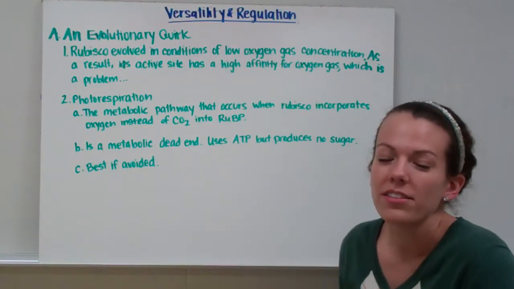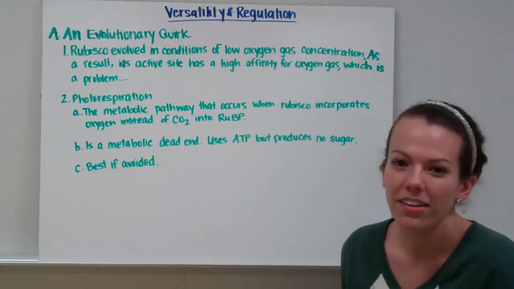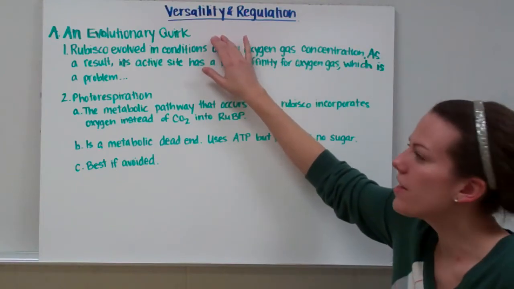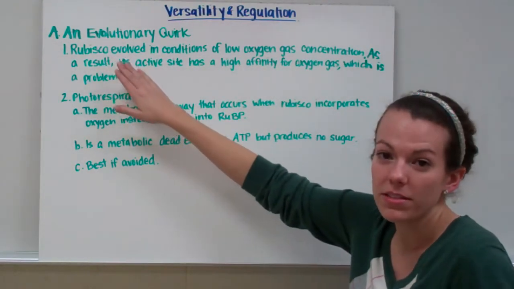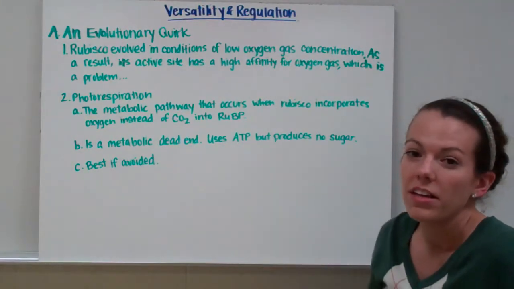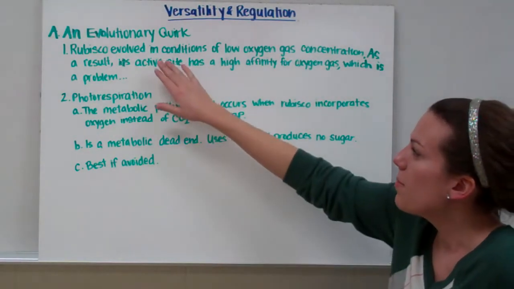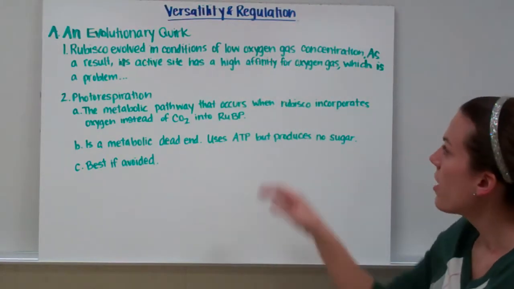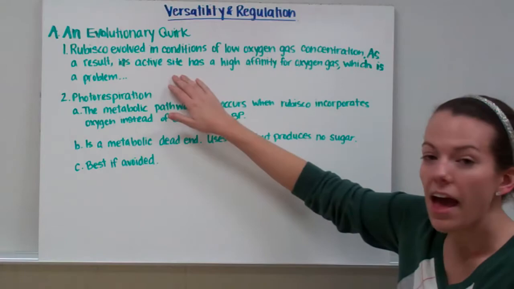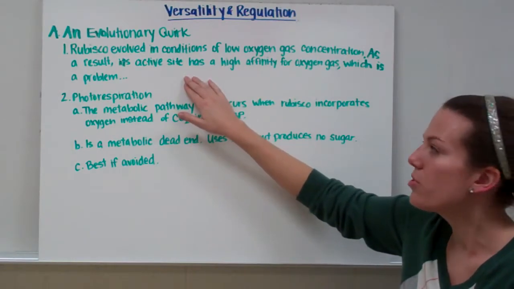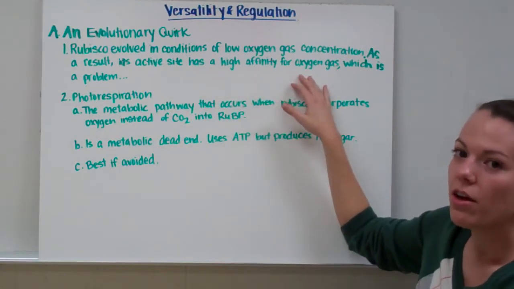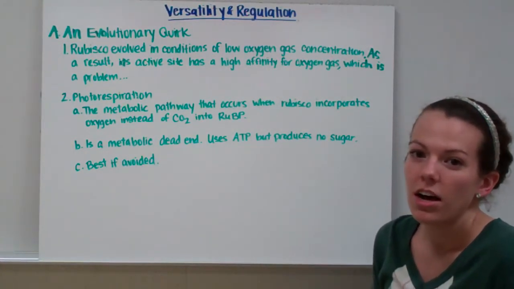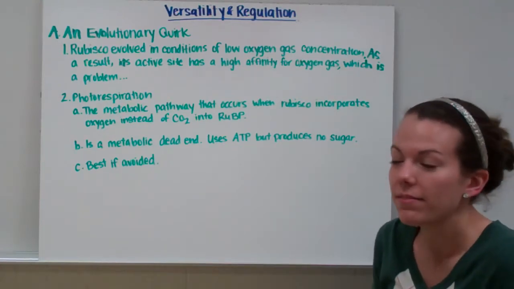Now for a quick discussion about the versatility and regulation of photosynthesis. There's an evolutionary quirk with photosynthesis. It turns out that the enzyme rubisco, the one that we talked about that is very important for photosynthesis, evolved in conditions of low oxygen. So it evolved in anaerobic conditions. Therefore, as a result, its active site, where it normally binds to a substrate, has a very high affinity for oxygen gas. So although rubisco shouldn't bind oxygen during the process of photosynthesis, it can.